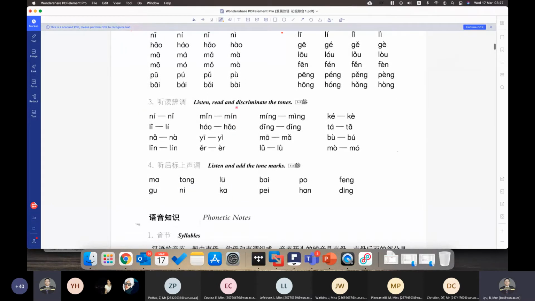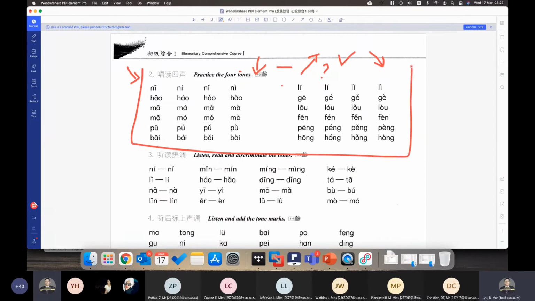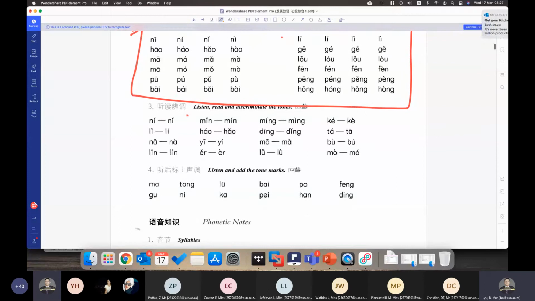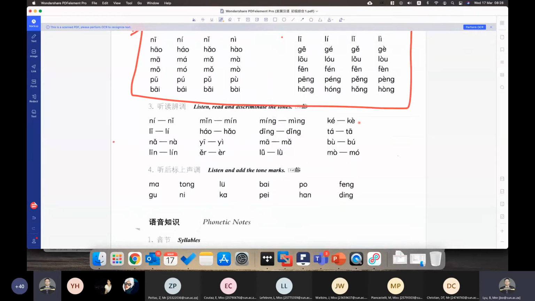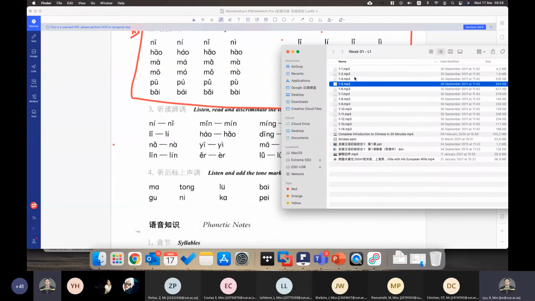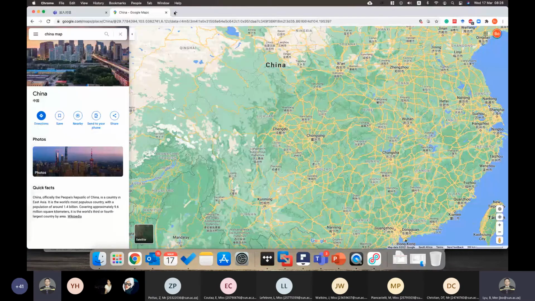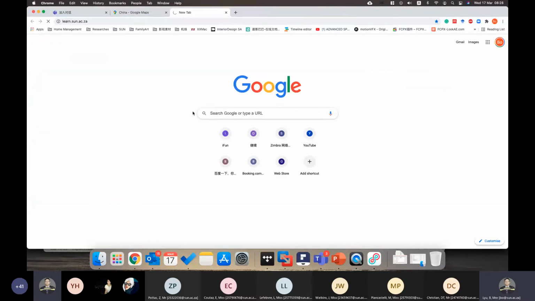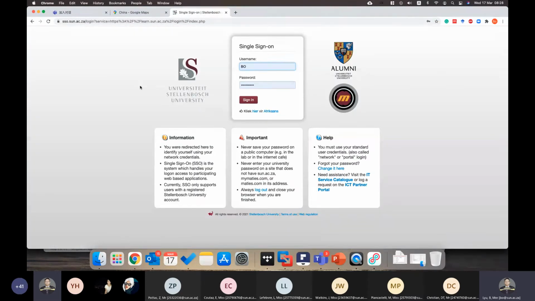Now we move to number 3, listen, read, and discriminate the tones. This is something fun, because after we just finished this, you might think you understand the difference of those four tones. Now let's try this, to see if you really are as good as you think you are. Oh, interesting. Why is there no 1.3? Hold on. How can we find those sound tracks? As I demonstrated yesterday, you go to Stanley.